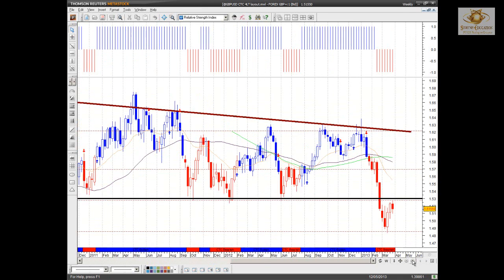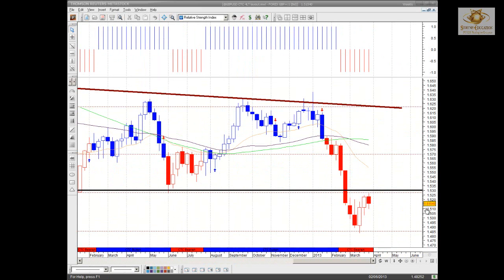Since then, we've seen price bounce to the upside. Now it's come unstuck at the underside of 1.5300. So we had the breakout. Is this the pullback? Now we want to see a continuation in the direction of the trend. We would need to see some sort of bearish engulfing candle now.